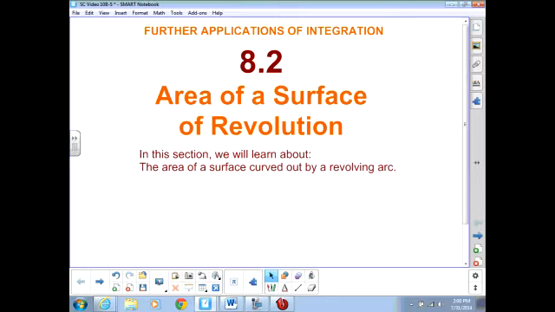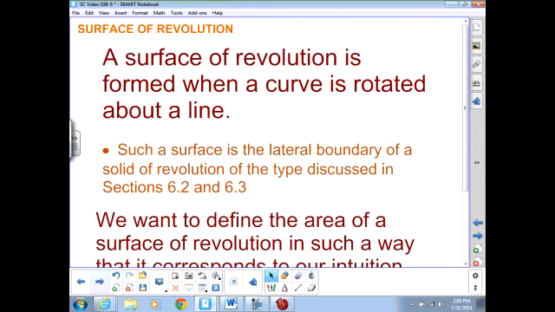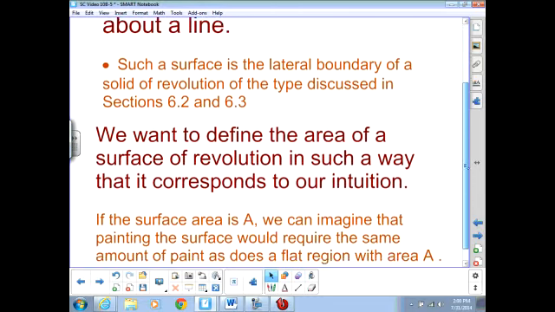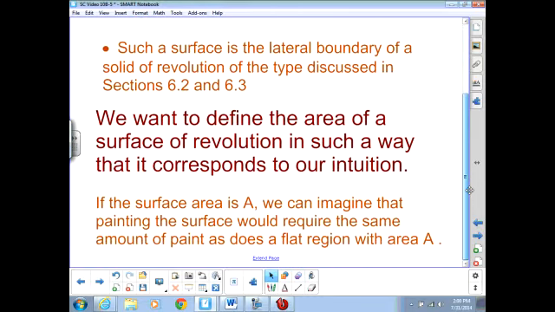We learned how to find the volume of those solids. Well, today we're going to do the other measurement. We're going to learn how to find the surface area of those solids. And that's what the area of a surface of revolution is. So we'll take some curve, rotate it about a line. Think of it as if you're painting the surface of that solid, we want to know how much area that would be.